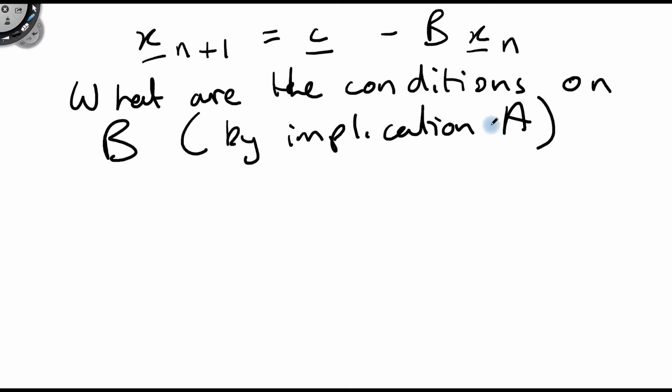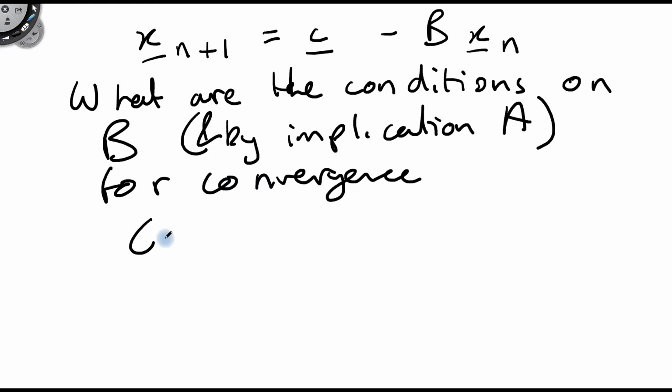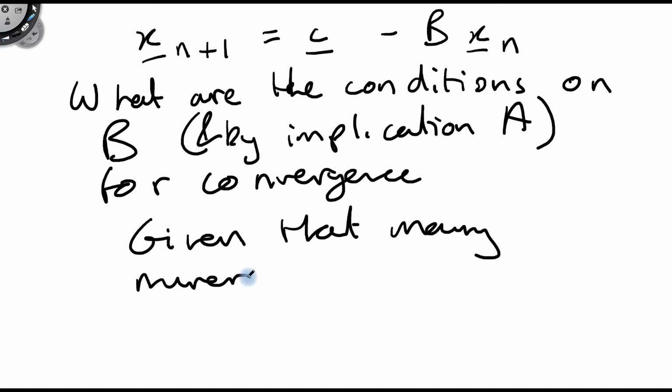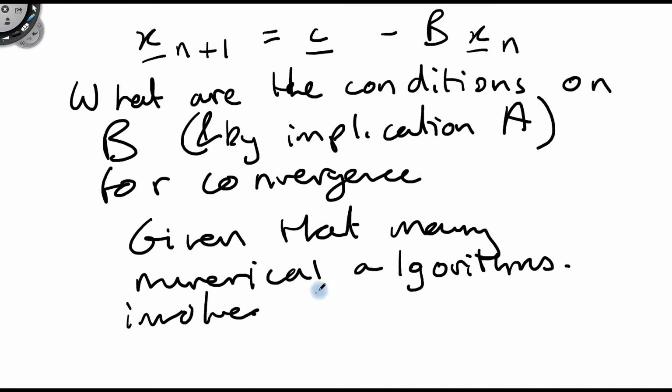we've shown in the previous two videos that we can derive a B from A by decomposing it for convergence, and that given that many numerical algorithms, and by the way, many of these numerical algorithms form the basis of the newly popular data science area as well, involve Ax equals b. This is a very important question.